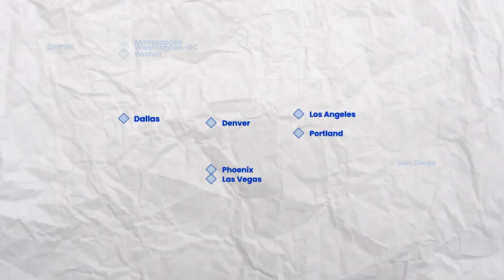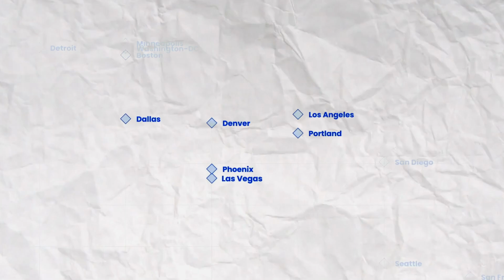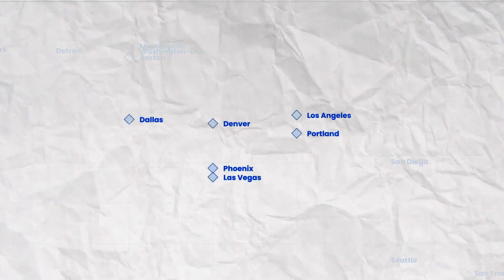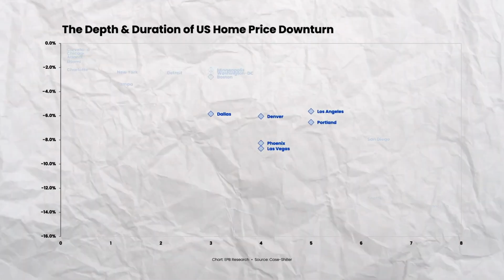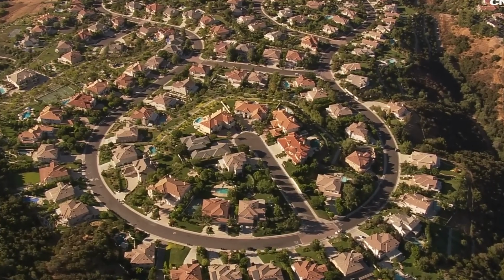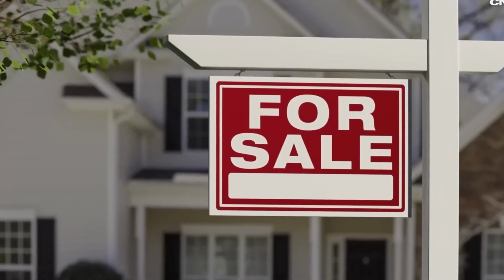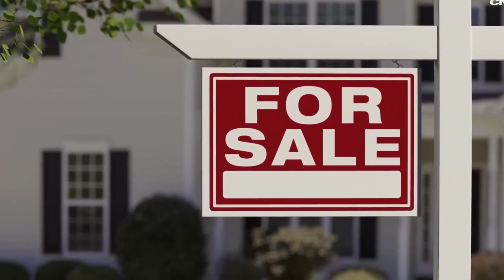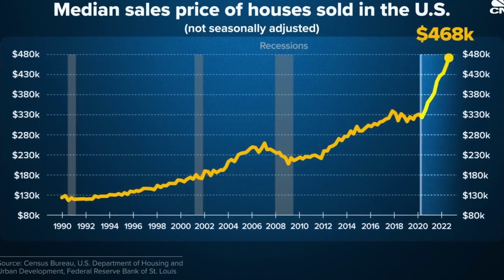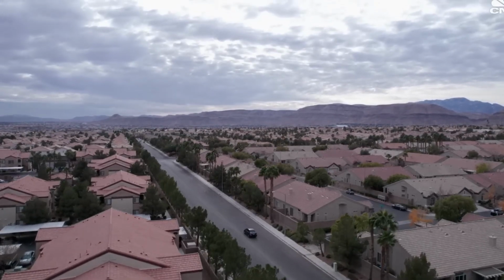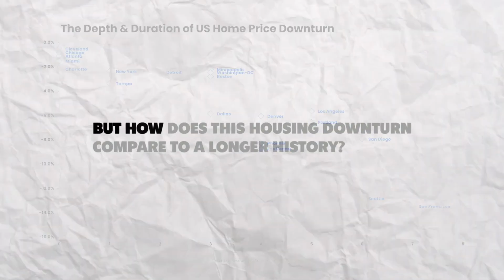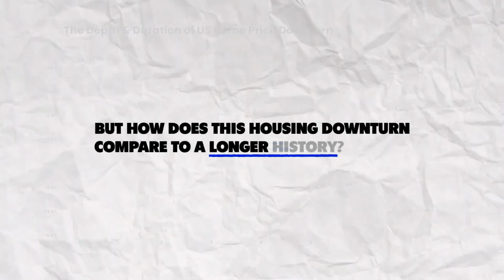In mid-tier cities such as Dallas, Denver, Phoenix, Las Vegas, Los Angeles, and Portland, there is a clear shift, and housing prices are decreasing by approximately 10%. So there is no doubt that the USA is experiencing a housing price downturn nationally, and depending on the location, the decline can be either absent or significant, with the national average currently in a moderate correction. However, how does this housing price decline compare to a longer historical perspective?